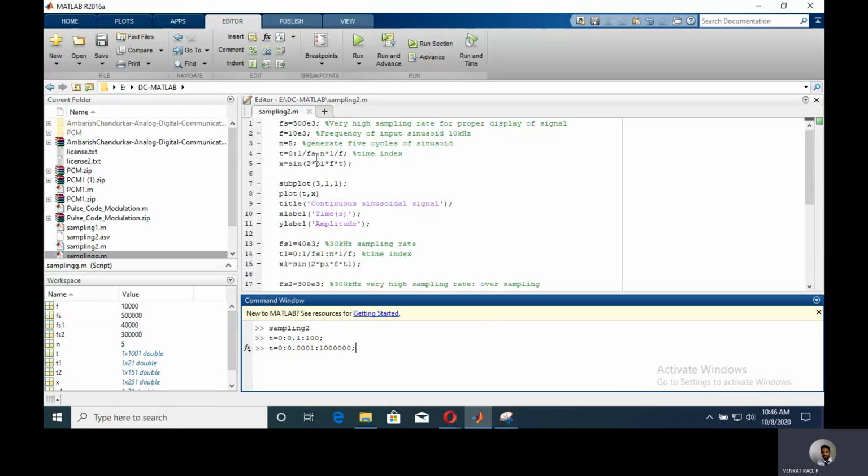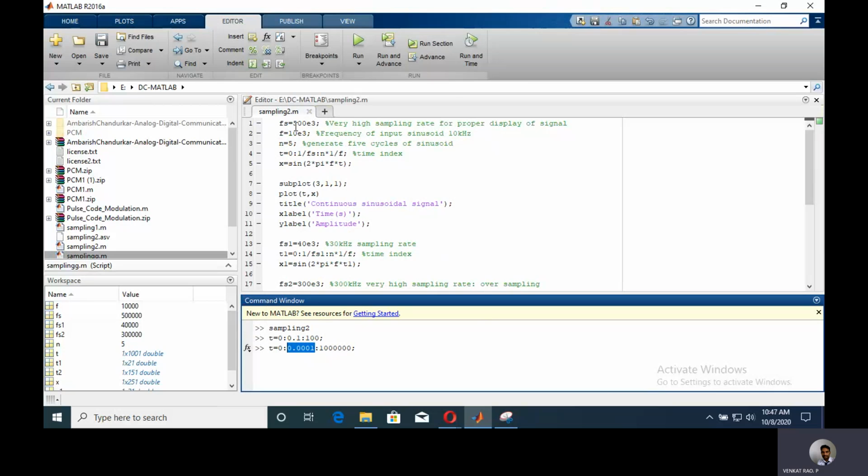See here, why I am taking this 5 by 10 into 10 cube means we need to restrict the total number of cycles of the sinusoidal waveform within 5 cycles only. That's why we need to divide this 5 by, that is n by f. And how this is changed in the interval space must be as low as possible in order to perfectly display the sinusoidal waveform. So that's why that is selected as 1 by fs, where fs is taken as 500 into 10 cube, which is very high.